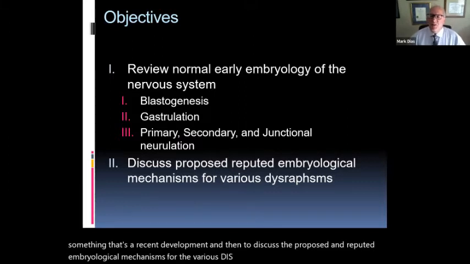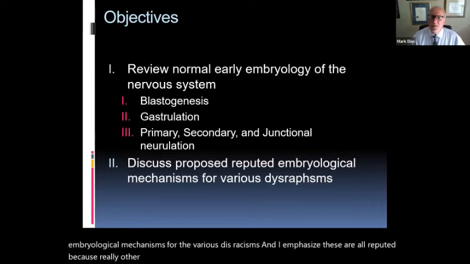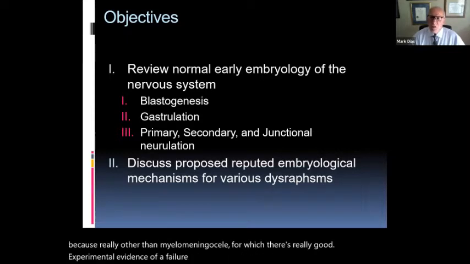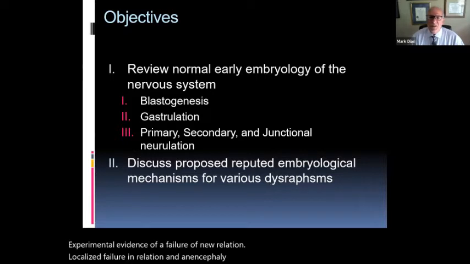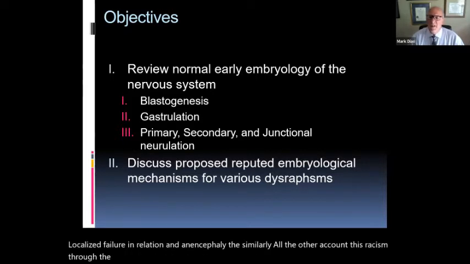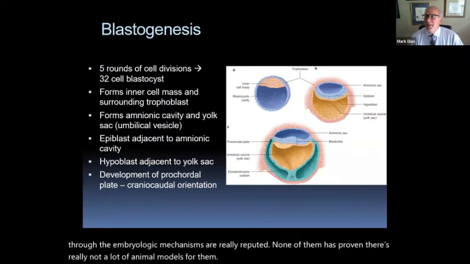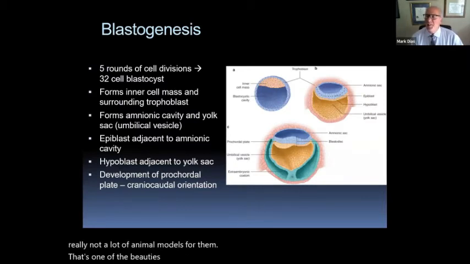And I emphasize these are all reputed because, other than myelomeningocele, for which there's really good experimental evidence of a localized failure of neurulation, and anencephaly similarly, for all the other occult dysraphisms the embryologic mechanisms are really reputed. None of them has been proven. There aren't a lot of animal models for them. And that's one of the beauties of being interested in this field: I can propose just about anything and nobody can disprove me.